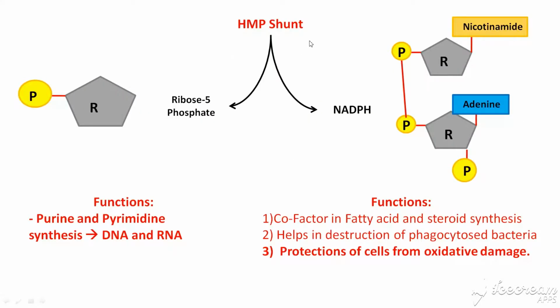So the whole goal of the HMP shunt is going to be the production of two molecules, ribose 5-phosphate and NADPH. Now, the ribose 5-phosphate has the following functions. It's going to help in purine and pyrimidine synthesis that's going to be used in DNA and RNA. And of course, this is vital for any cell. The NADPH has multiple functions. It could be used as a cofactor in fatty acid and steroid synthesis. It helps in the destruction of phagocytosed bacteria inside of phagocytes, and it also helps in the protection of cells from oxidative damage. Now, in other modules, we're going to discuss the first two functions of NADPH, but in this video, we're going to discuss how NADPH helps protect cells from oxidative damage.